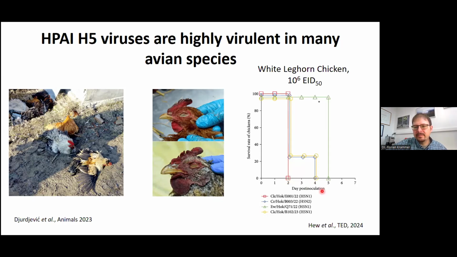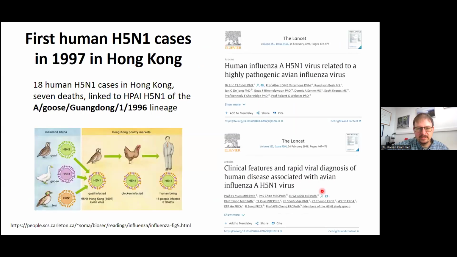But for a long time, it was known that this virus existed. It was a problem for the poultry industry, but nobody really thought that the virus could actually infect humans. And that changed in 1997. So 18 human atypical influenza cases were detected in Hong Kong in 1997.